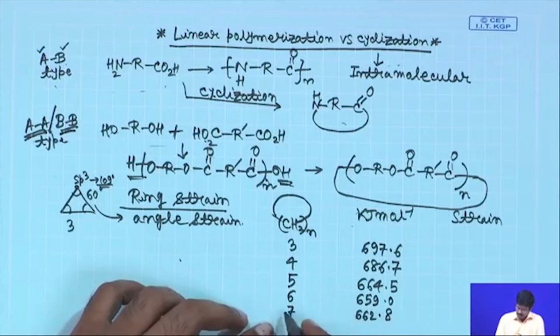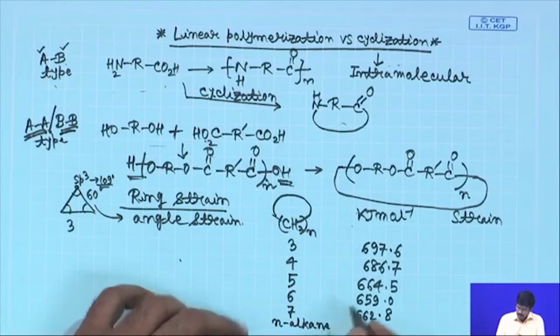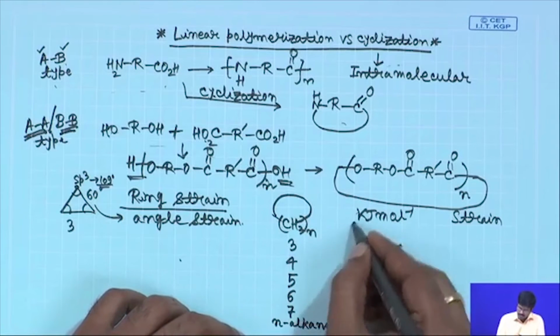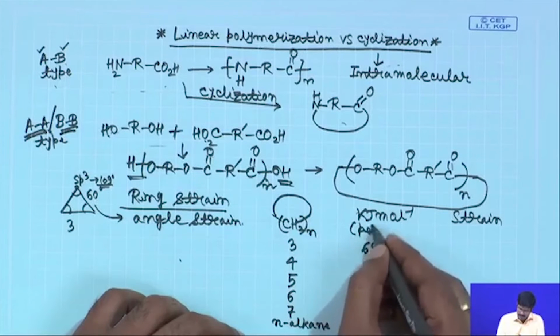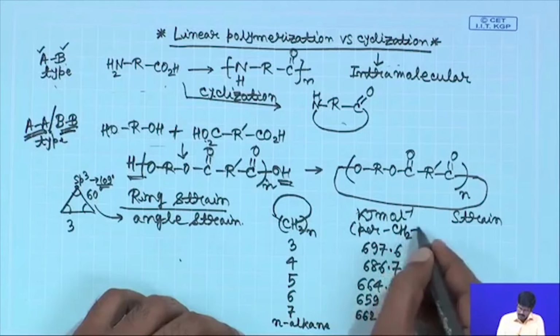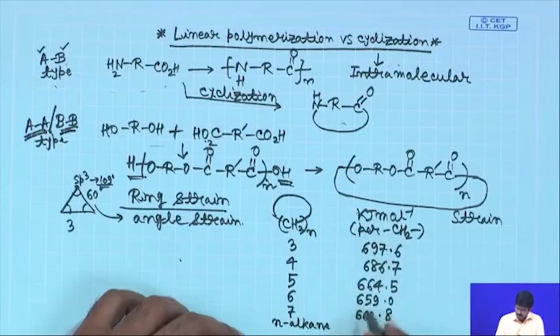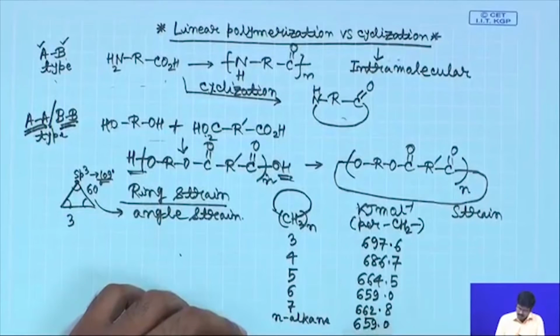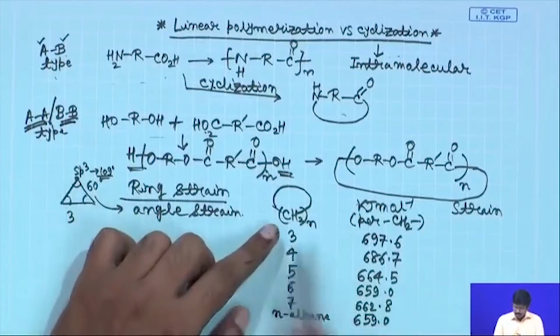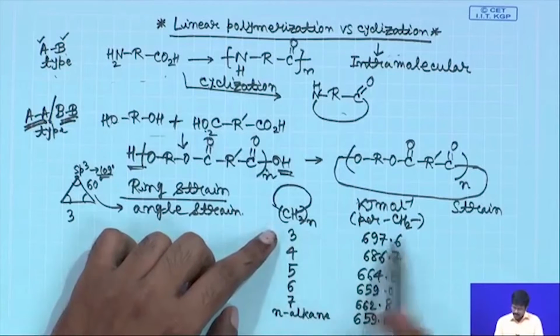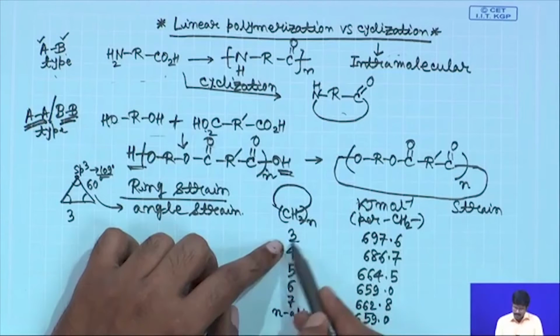Finally, let me write down for an n-alkane, that means linear alkane, per CH2 unit, what is the heat of combustion per CH2 unit? It is 659. So, how do you find out the strain per CH2 unit in a 3 membered ring?